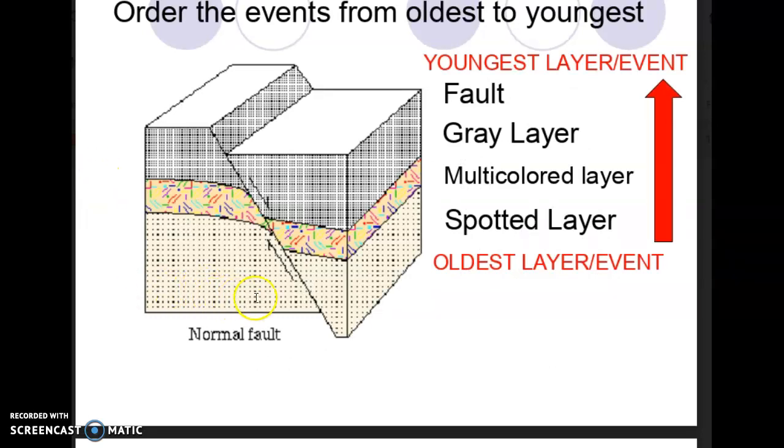In this picture, the oldest layer on the bottom would be the spotted layer, then the multicolored layer, then the gray layer, and then there was a fault that cut through the region and caused a shifting in the rock layers.